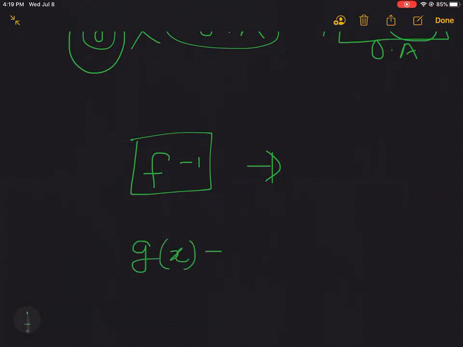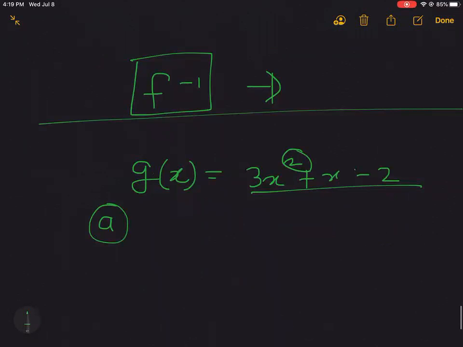Let's say g of x equals 3x squared plus x minus 2. Let's say that's a quadratic function, because the degree is 2. So one part could be, let's say, find the vertex.